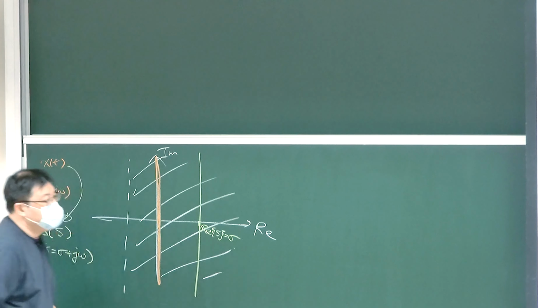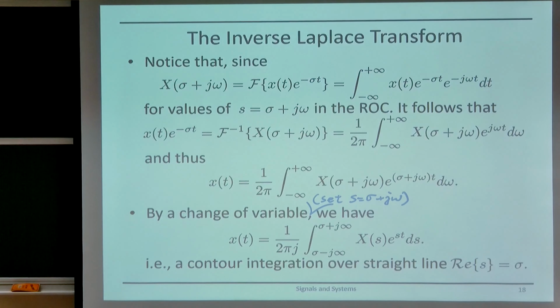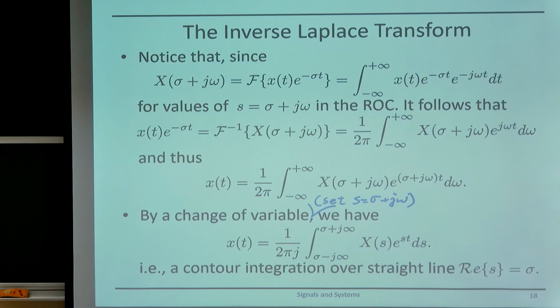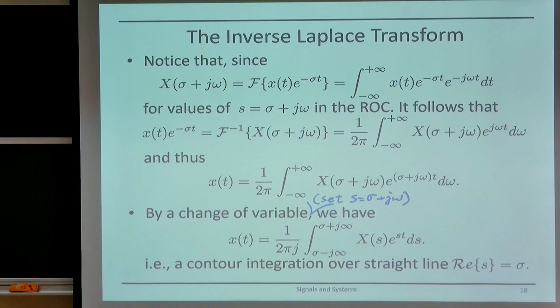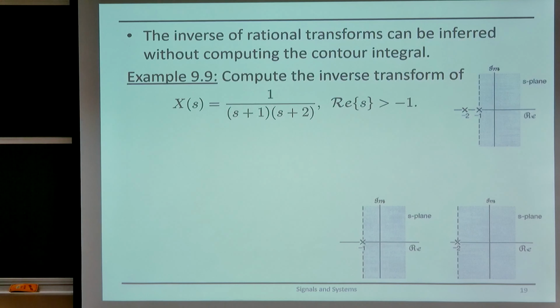Now, when you integrate over some line on the complex plane, you're performing some type of contour integration, which could be tedious at times. But we often do not need to actually work out this contour integration, because for many problems we can obtain the inverse transform by observing the patterns of what it looks like in the Laplace transform. So this is similar to what we did in the Fourier transform case.